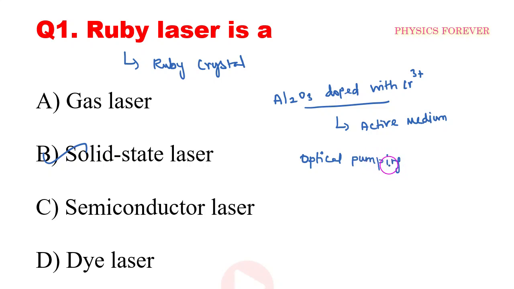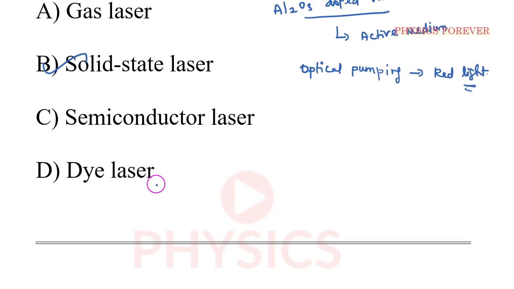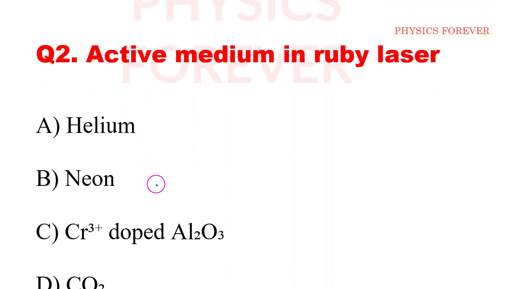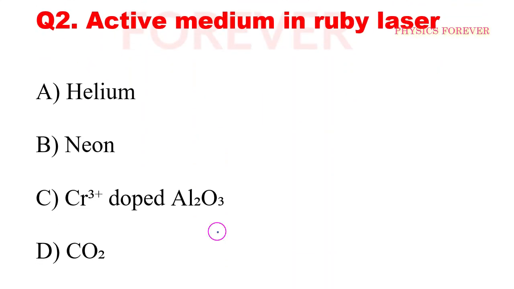So it works based upon optical pumping and it produces a red light, most important. Okay, the wavelength question will come in the MCQ, then we have to see that one by one. Okay, so then the ruby laser is a solid state laser. So from that first question itself I have to explain here.